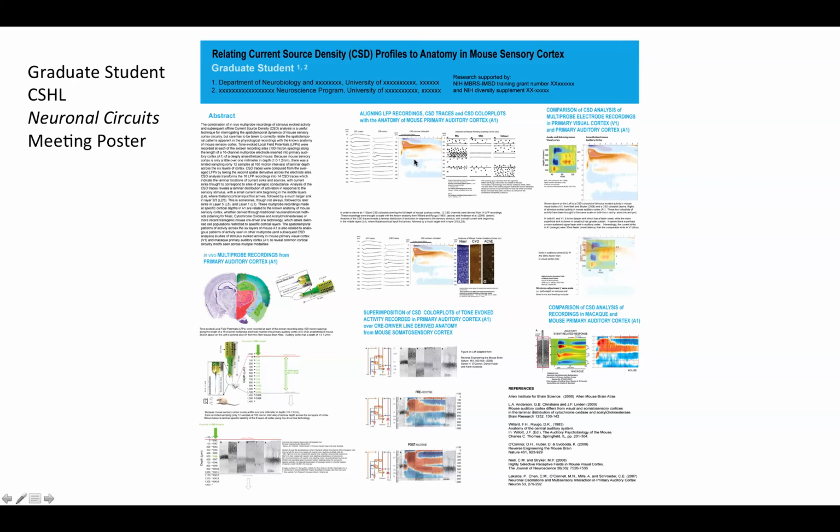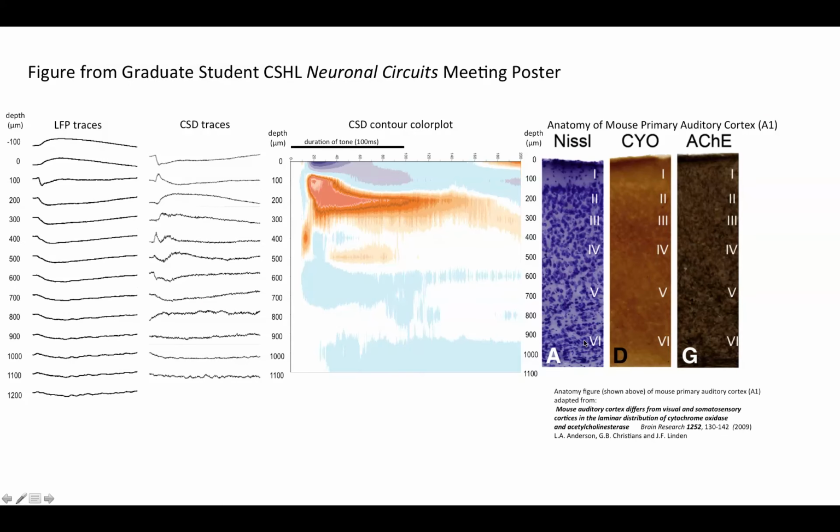So if you look at this figure here, I have my recordings, my LFP traces, my CSD traces, my color plot, all alongside the anatomy. And this is really small, so I'm gonna magnify this so that you can see what I'm talking about. Here's what I presented at the Cold Spring Harbor Laboratory meeting. Here are some of my LFP traces. Here are my CSD traces. Here I have a color plot with the full depth of the activity in the full depth of auditory cortex. And I have this alongside the actual anatomy.